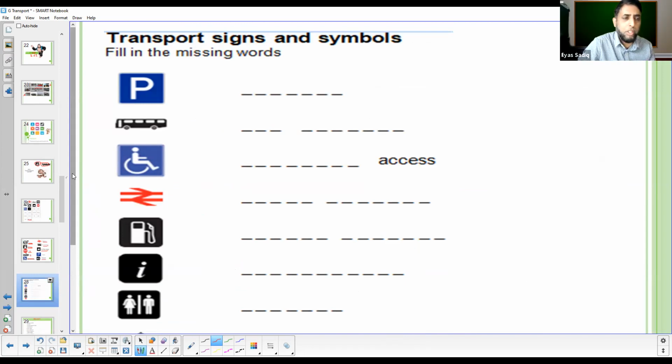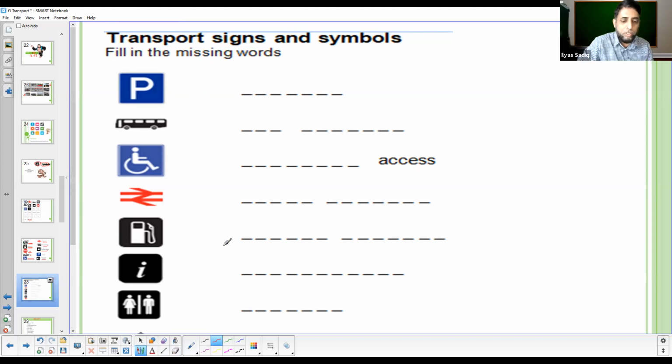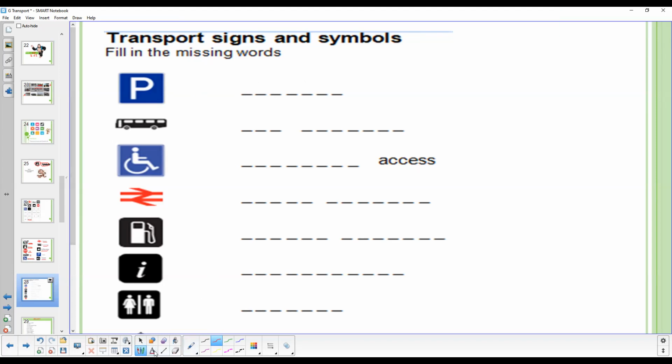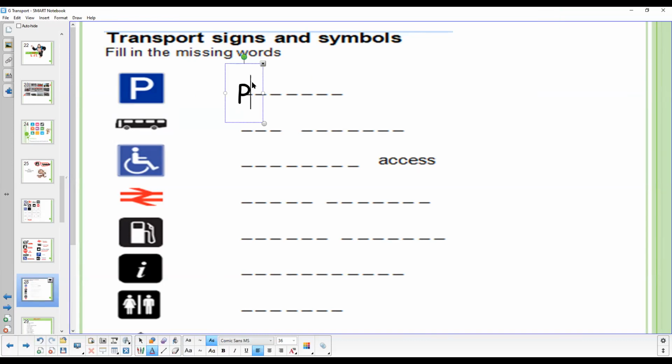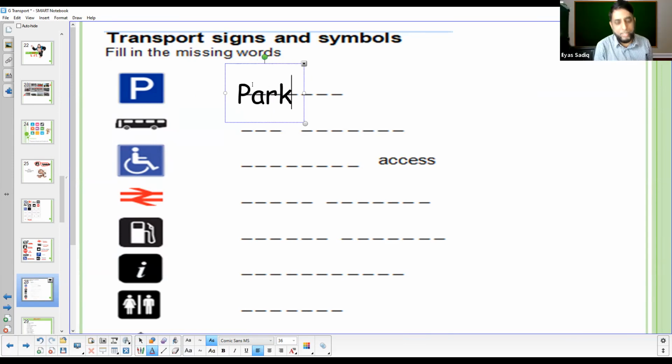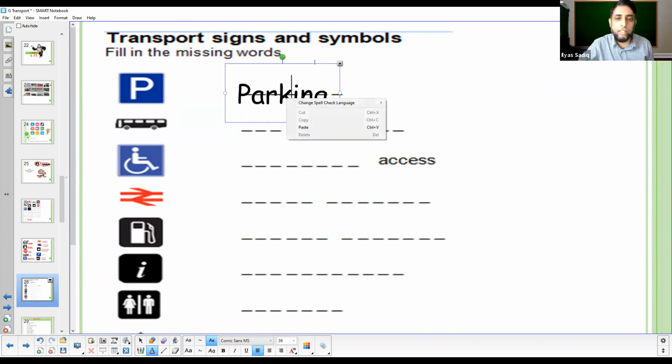All right, okay. So here, transportation signs. What is this here again? Parking. Yeah. Well done. It's parking. It's better if it's this, parking, P-A-R-K. Just park or parking? Parking. Yeah, so it's not park. Parking. Okay.